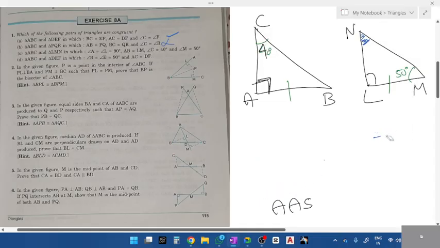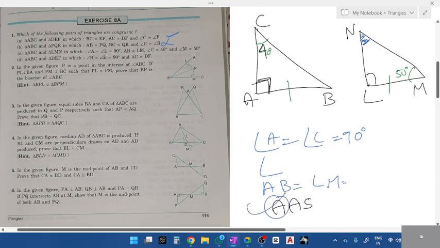Angle side. Okay, let us check angle. Tell me what are the two angles which are equal. Angle A is equal to angle L, right? And what is that side which is equal? Side AB is equal to LM. And what are we supposed to find? One angle is done, side is done. What is the other thing we have to find?